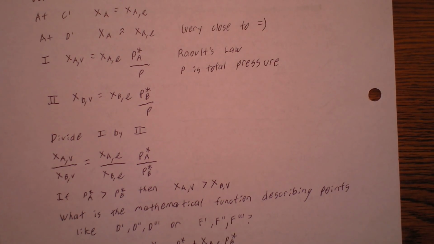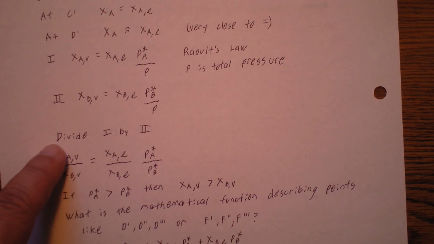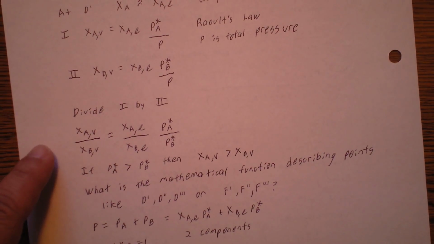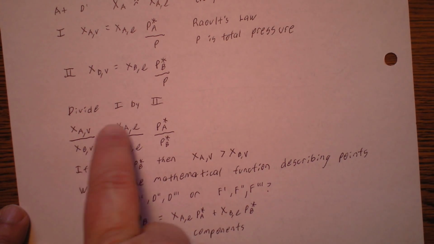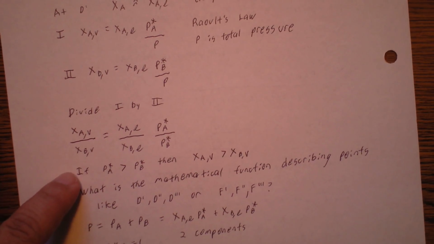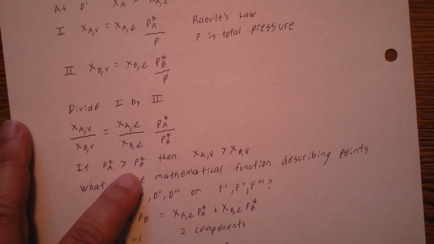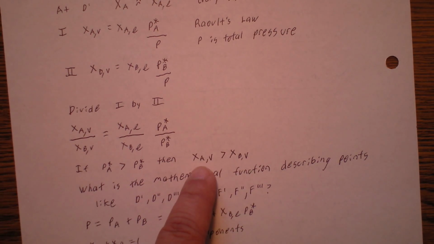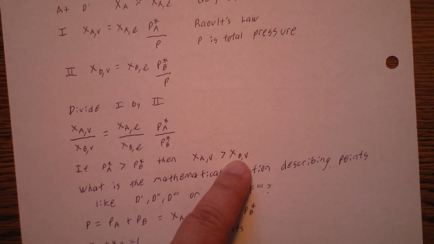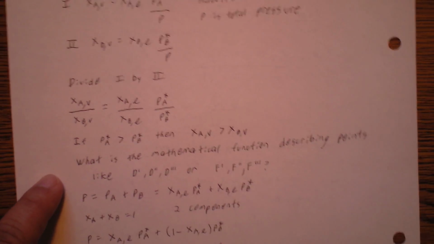Now, we're going to divide 1 by 2. We can do that because obviously none is 0. So we're going to divide this by that, and this by that. So if PA star is greater than PB star, then the mole fraction of A in the vapor phase is going to be greater than the mole fraction of B in the vapor phase.